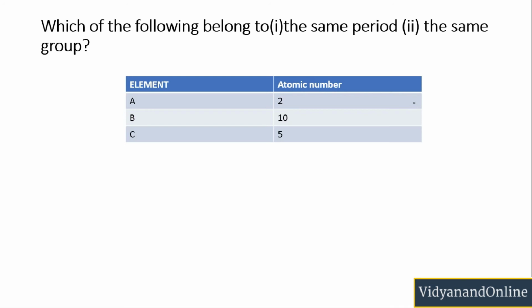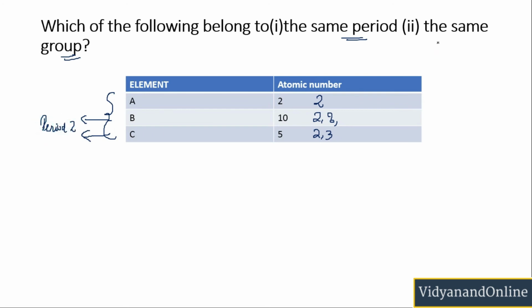Now here is a very small question for you. Which of the following belongs to the same period and the same group? So you have 3 elements here and you have to tell which of them belong to the same period and same group. So first of all, let us see their electronic configuration. It will be 2, it will be 2, 8 and it will be 2, 3. So element B and element C have the same number of shells, that is 2, and that is why they will belong to period number 2.